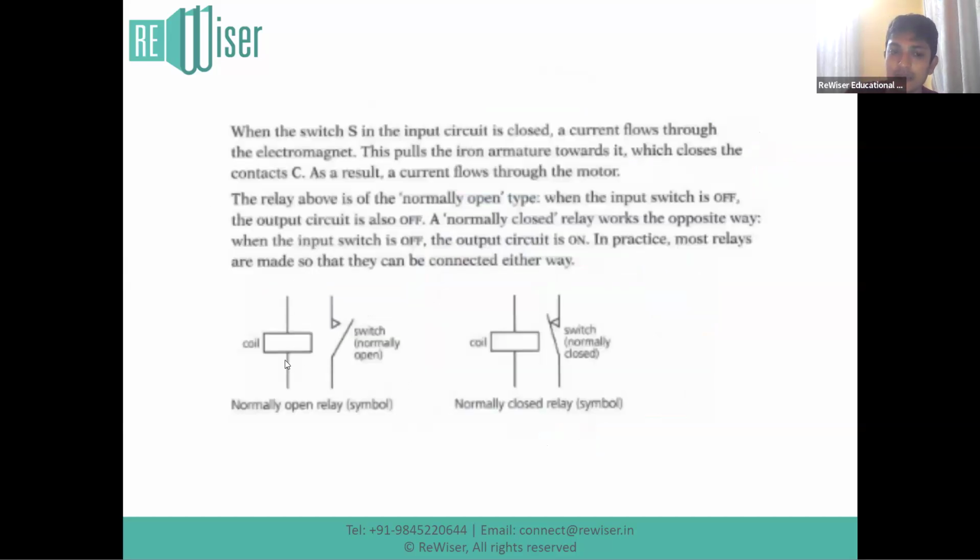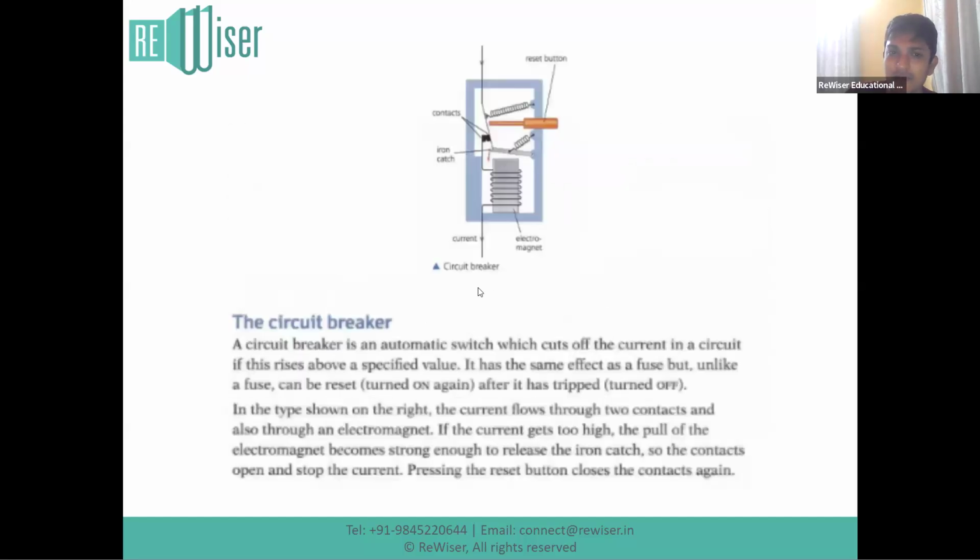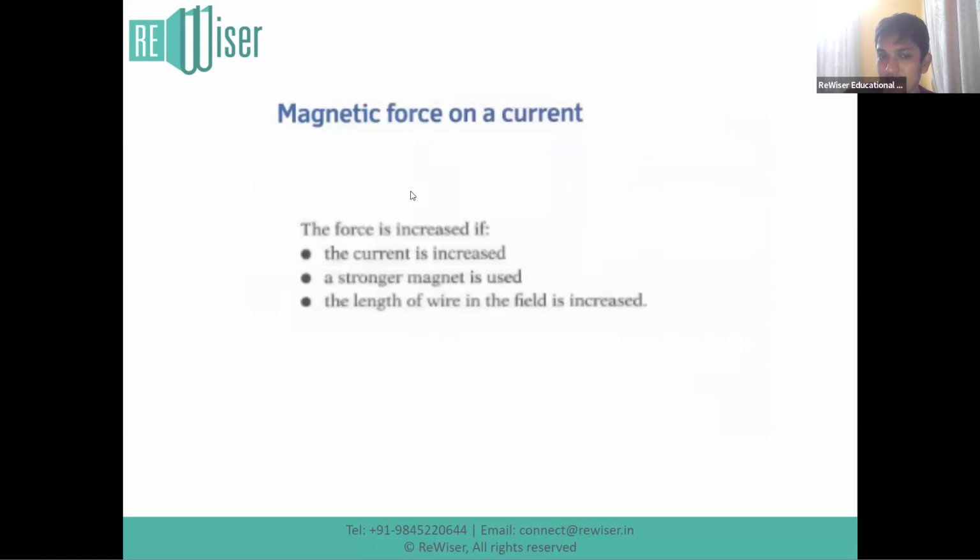Next, here you have a normally open relay and a normally closed relay, the two types of relay. Next, a circuit breaker. What is a circuit breaker? Please remember, a circuit breaker is basically a fuse that can be used again and again. It works on the exact same principle that we have understood for magnetic effect of current. Now comes the important concept, that is magnetic force of current.